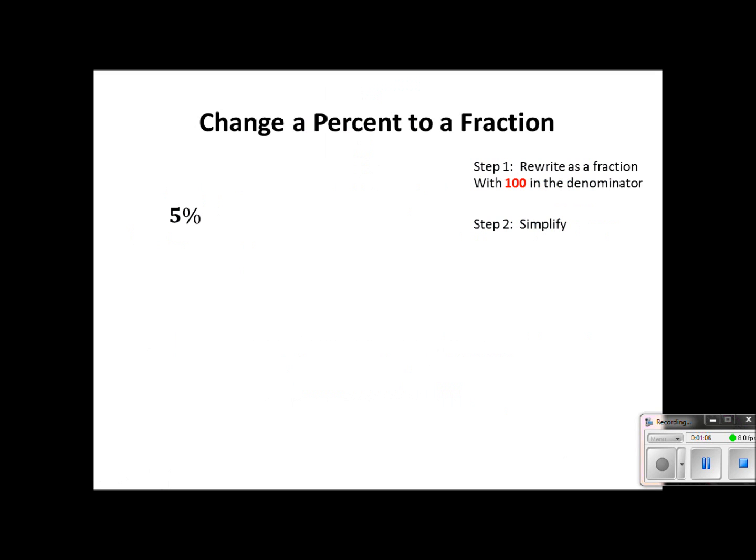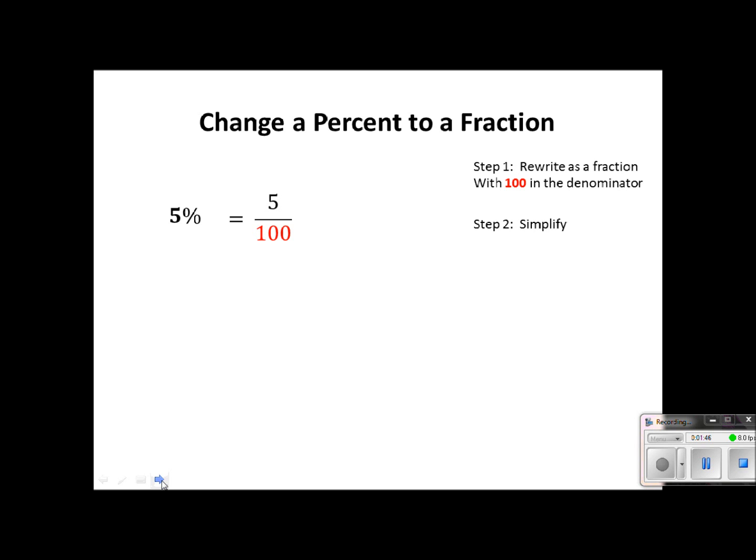Now let's start. The first thing we're going to do is change a percent to a fraction. So if we have 5%, the first thing that I'm going to do, and I've given you some step-by-step instructions here to help you as well, is rewrite it as a fraction with 100 in the denominator. That's going to be one of the most important parts of this whole section: whenever you see the symbol percent, think 100. So I'm going to rewrite this as 5 over 100. And then I always need to simplify. That's something that we've been doing for months.